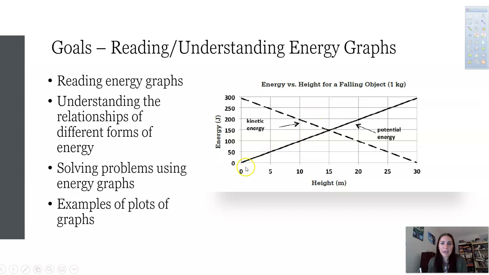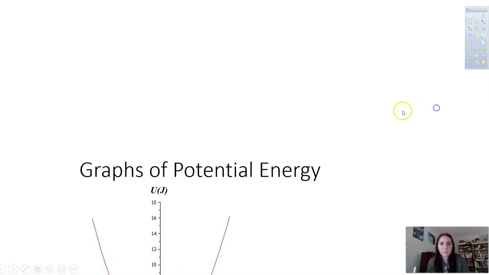So notice the height here, right? As you might imagine, the more height you have, the more energy you have, and this is a linear relationship. MGH is a linear relationship with height. So you could see that relationship when we graph it.